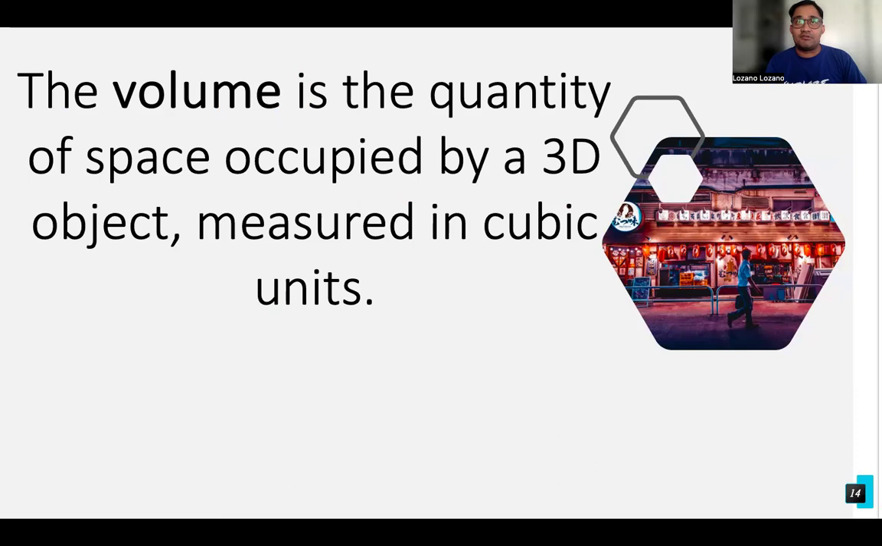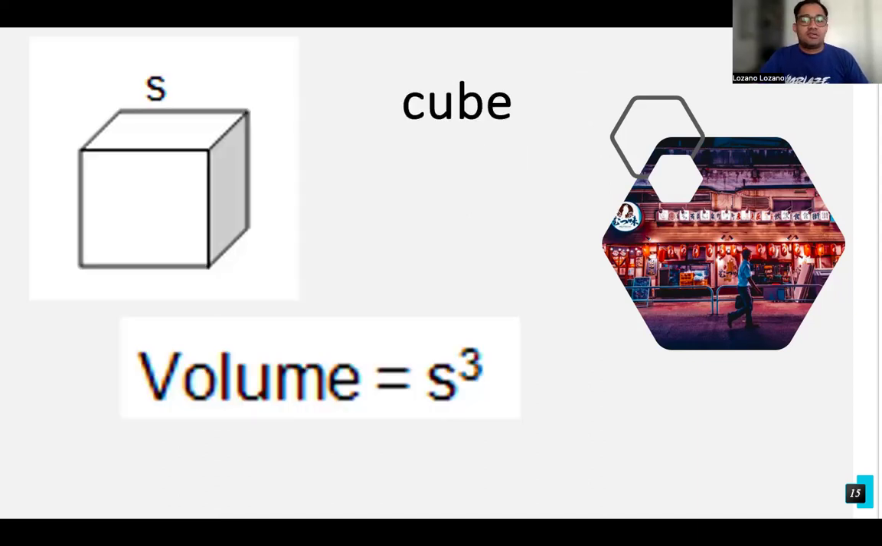So, di ba, napag-aralan natin yung perimeter at saka yung area. Area, we measure in squared units. Now, in volume, we measure it in cubic units. So mapapalitan natin yung 2 sa above ng measurement natin ng 3 naman ngayon. So, let's go for the cube.